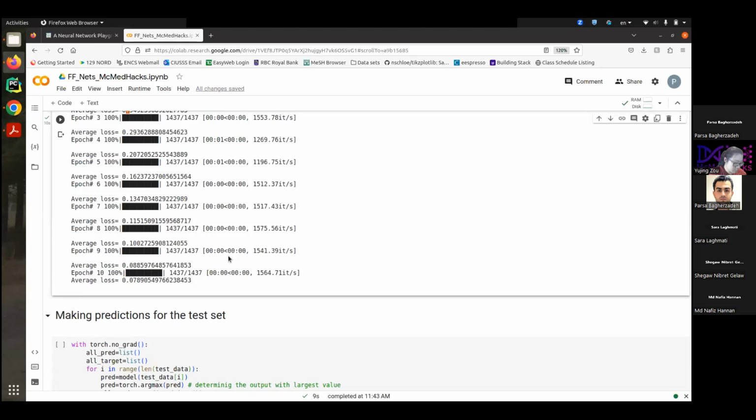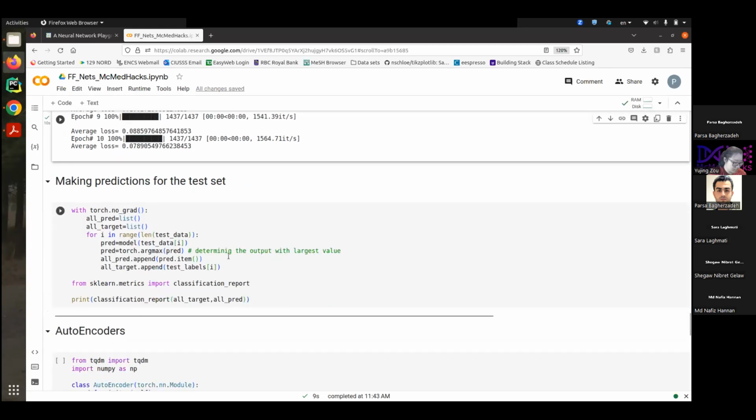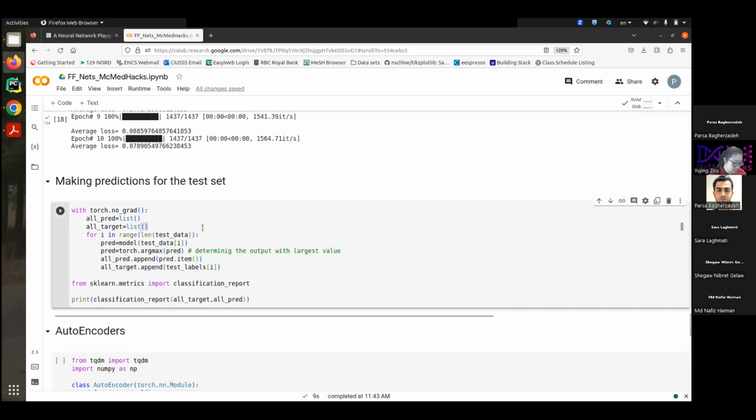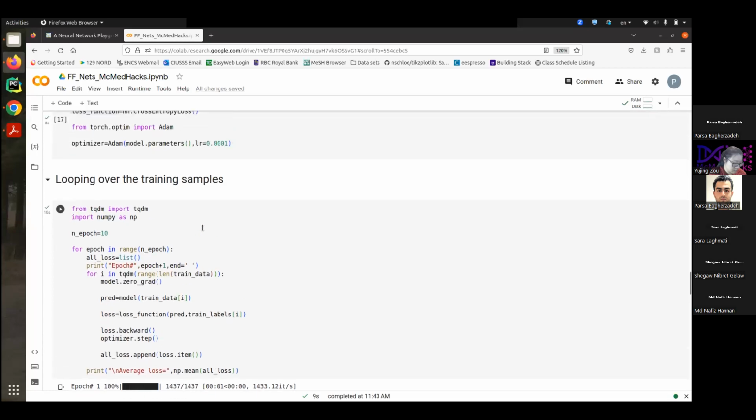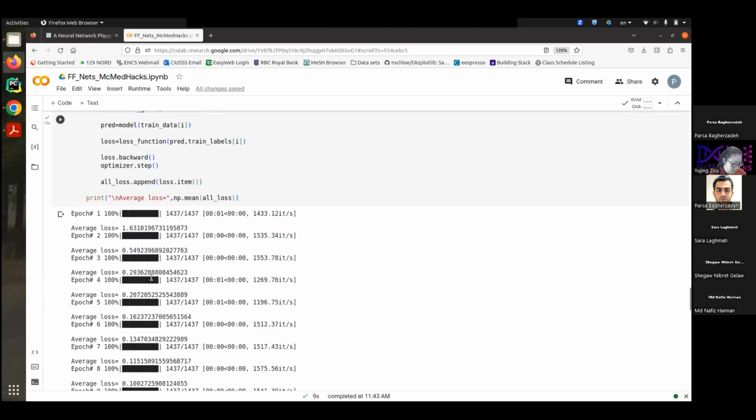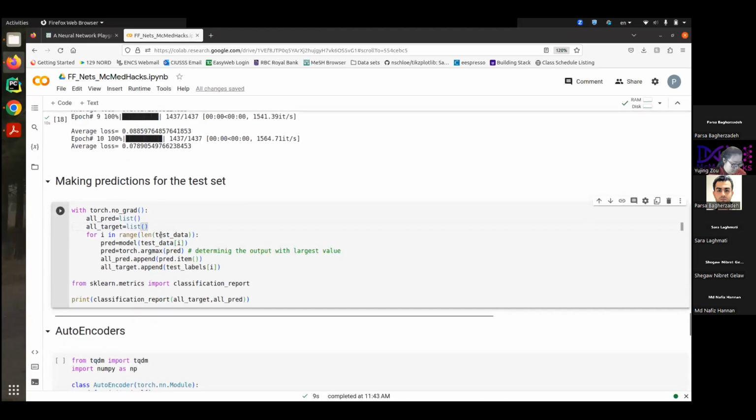It's good. Okay. Now it's time to really evaluate our model to see how it is performing on the test set. I'm doing it the same way that I looped over the samples in the training phase. I'm going over the test data, passing each test sample into my model.